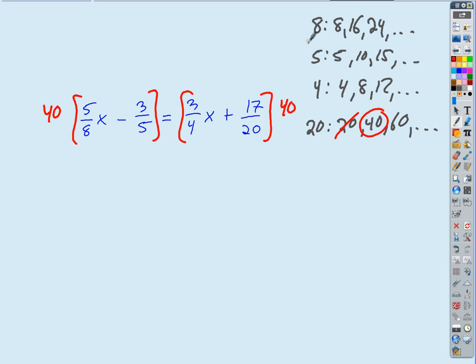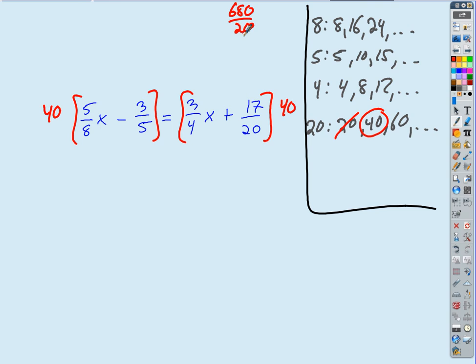There's a really cool way to make the work easier when you're clearing fractions like this. There's another little trick. What if I distribute the 40 through all the way, for example, 40 times 17/20ths? Yikes, that's going to be 680 over 20. That's a pretty ugly fraction.